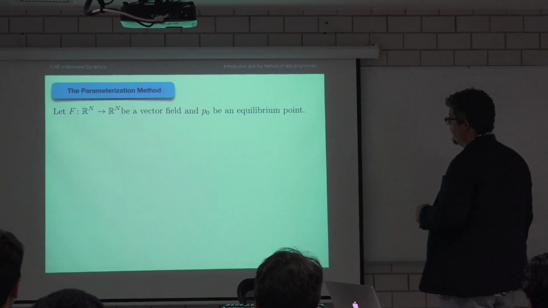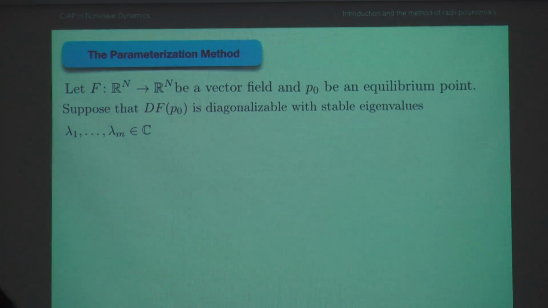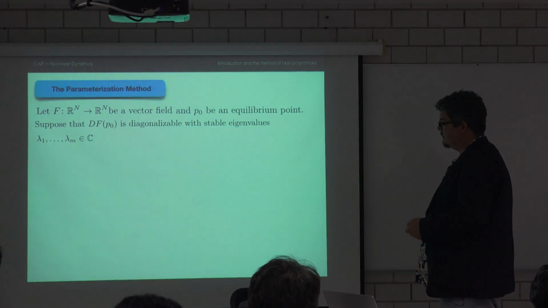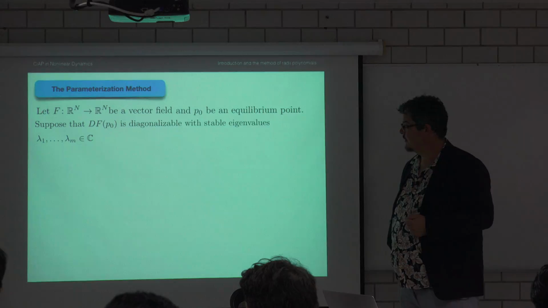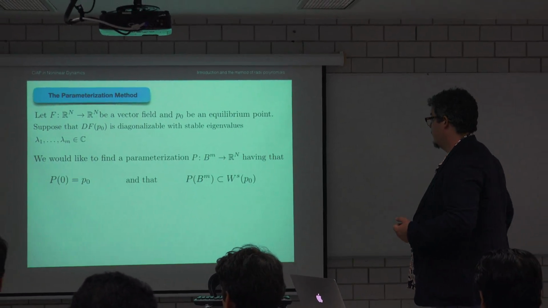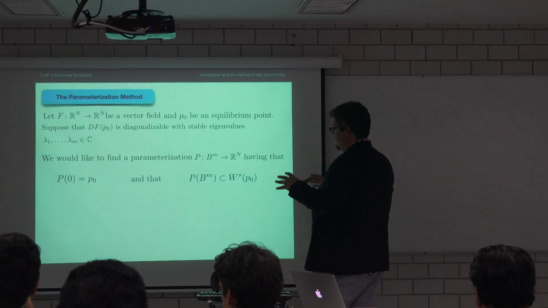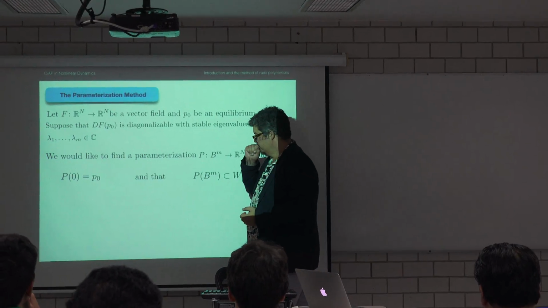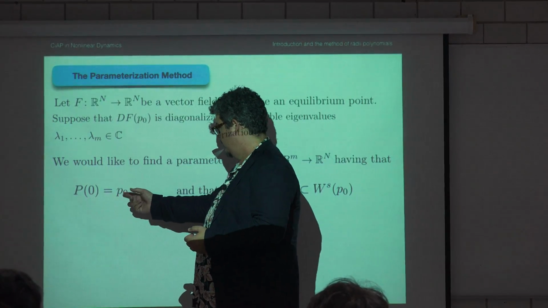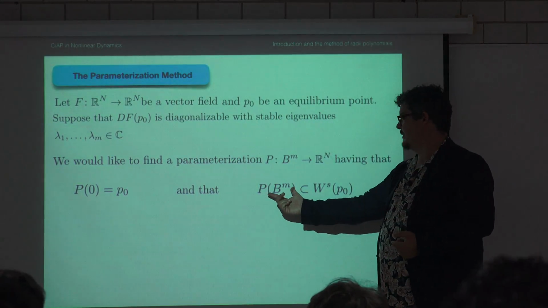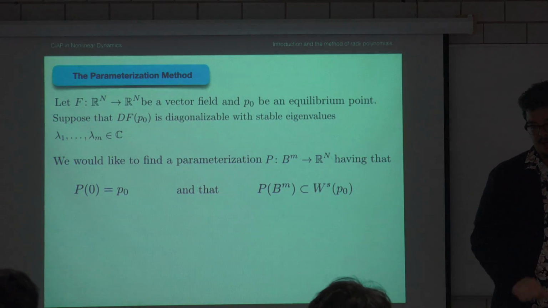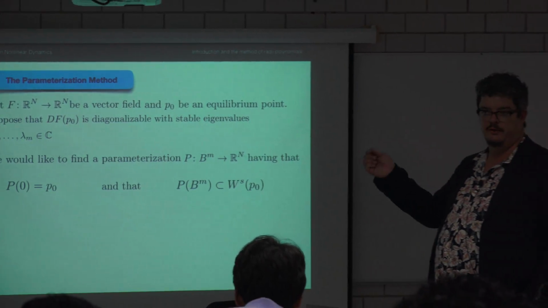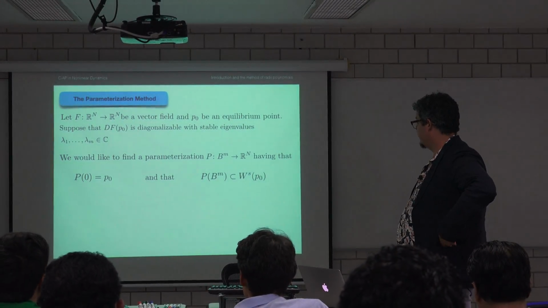So let's say we have an equilibrium point for some vector field. It'll always be analytic today. Let's say that the derivative is actually diagonalizable with m stable eigenvalues. Okay? So I want to find a chart map, a parameterization, so a map from the m-dimensional disk into my phase space, taking the origin of the m-dimensional ball to the equilibrium, and so that the image of the ball is in, say, the stable manifold of P. Okay, and the unstable is exactly the same, but just to not say stable and unstable all the time, I'll just say stable.